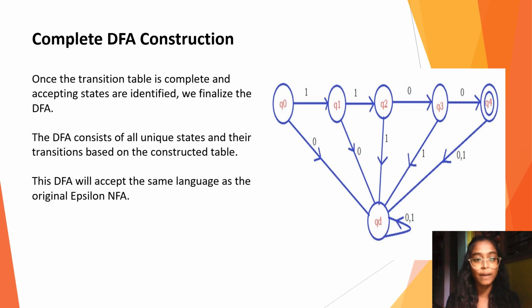Next, let us see the complete DFA construction. Once the transition table is complete and the accepting states are identified, we finalize the DFA. The DFA consists of all the unique states and their transitions based on the constructed table. This DFA will accept the same language as the original epsilon NFA.